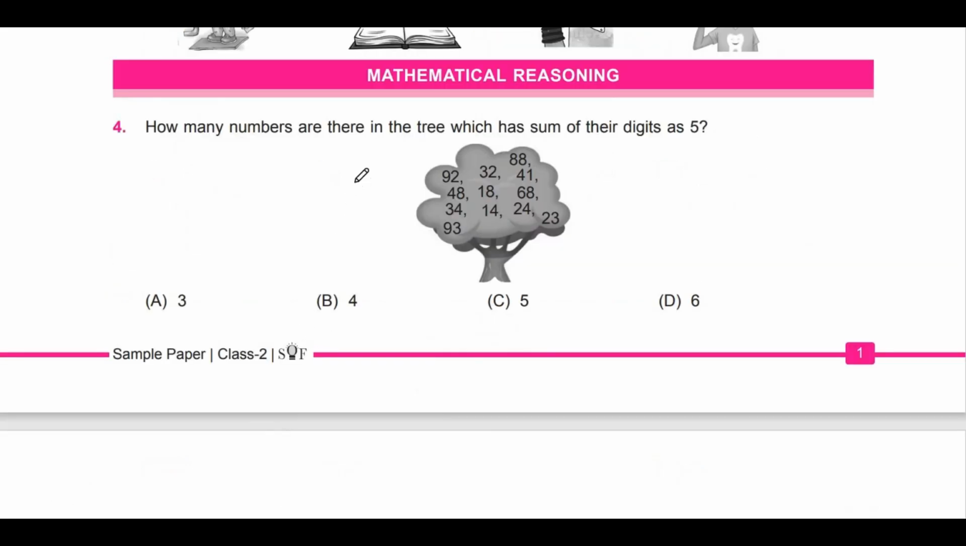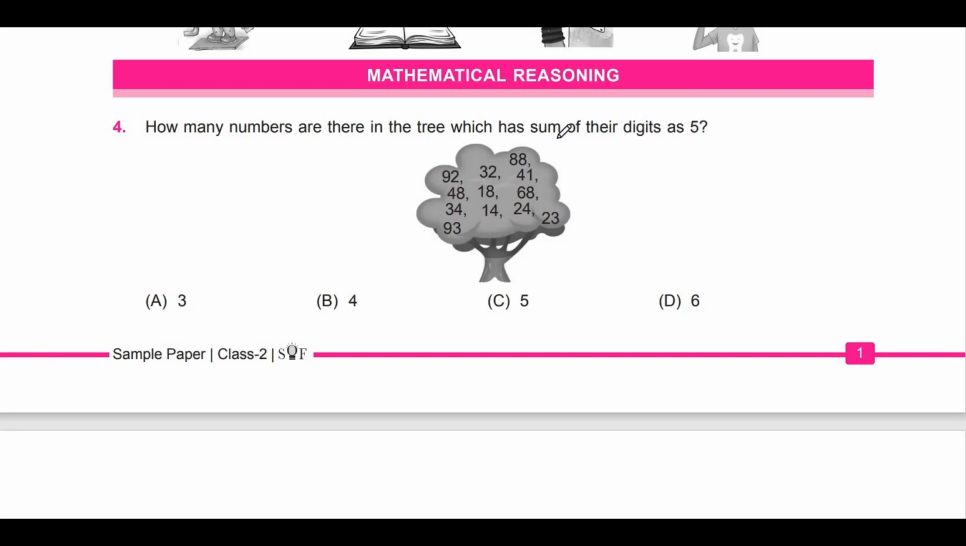Now let's see the second section, which is the mathematical reasoning section. So this also will have 10 questions and each question will carry 1 mark. Now let's see the fourth question. How many numbers are there in the tree which have the sum of the digits as 5?